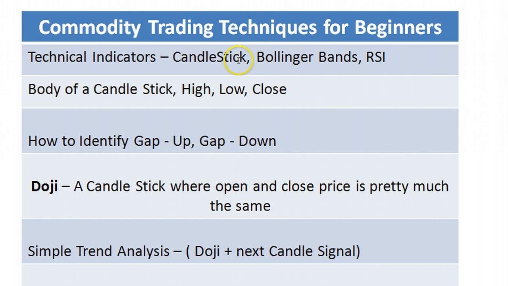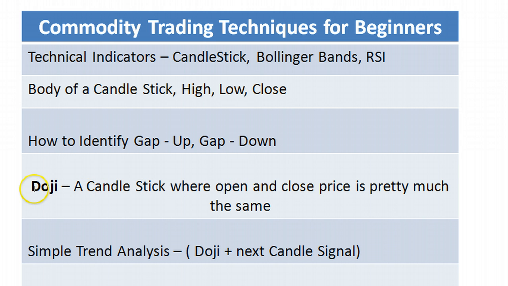When it comes to learning the candlestick, you need to understand what is the body of a candlestick, the high price, the low price and the close price. One candlestick represents the movement which happens within that particular time frame. For example, if it's a 5-minute candlestick, what is the movement that's happening in the 5-minute period? But it doesn't take into account the gap up or gap down movement that happens overnight or between one time frame and another.